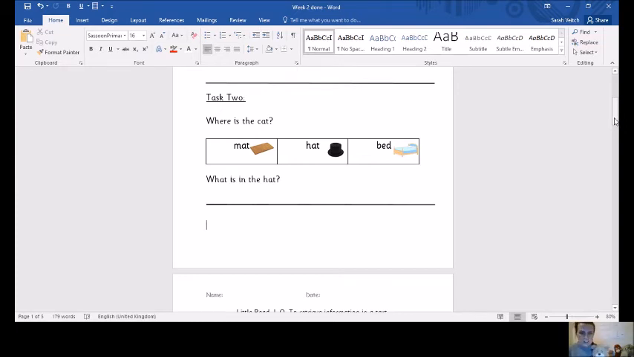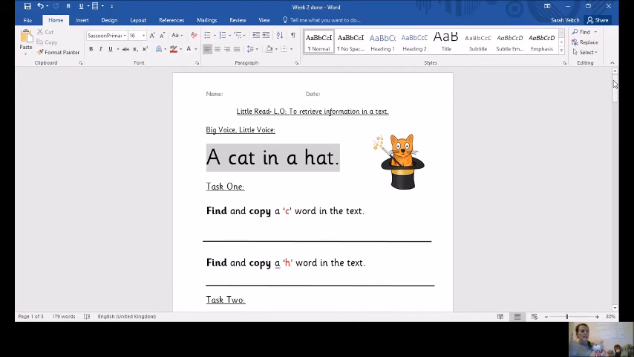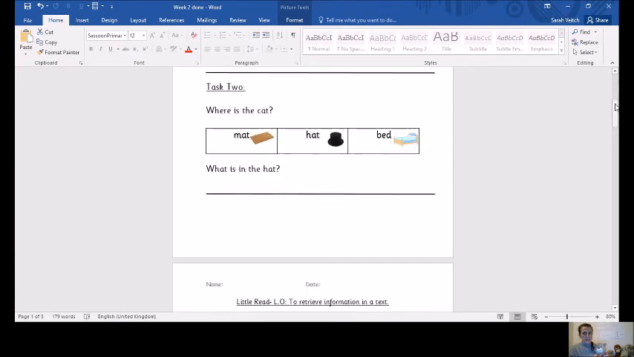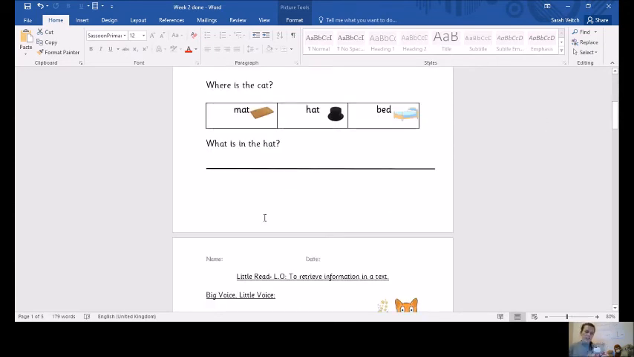Now the next question says, what is in the hat? We've just answered, where is the cat? Now we're saying, what's in the hat? So let's say the sentence one last time. A cat in a hat. So what is in the hat? It is the cat. Well done. So the cat is inside the hat. On that line there, I would write cat. Well done.